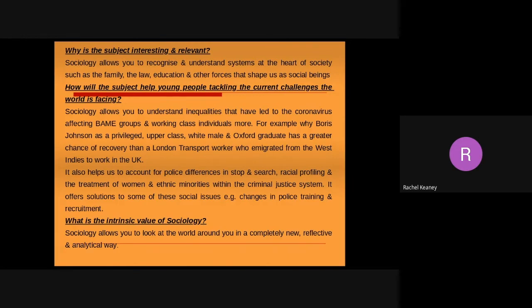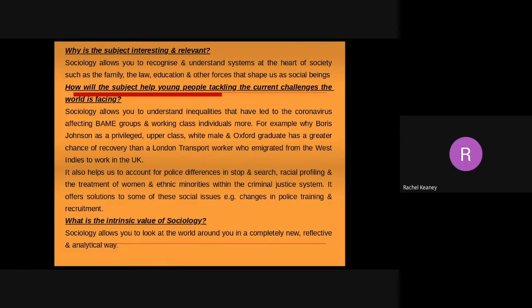So we've seen sportsmen and women being stopped. We've seen actors and actresses being stopped purely because of the color of their skin and the racial profiling that's gone on in the police. And that's something that sociology can provide a solution for. It can help us understand why women and ethnic minorities are treated differently within the criminal justice system. And it also gives us some solutions.